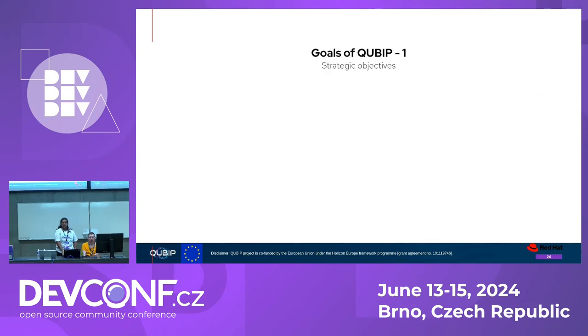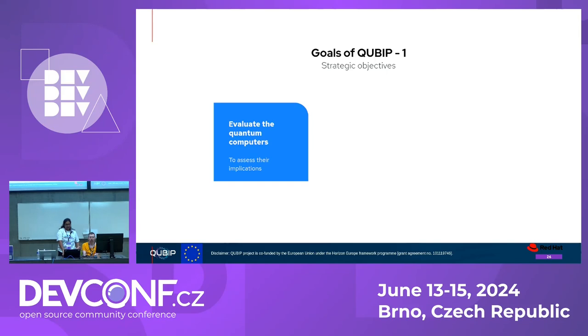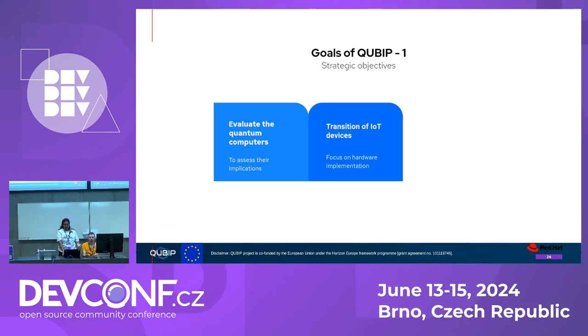So what are the goals and strategic objectives of the QUBIP project itself? It's tenfold. I have to go through them. The first one is evaluation of quantum computers itself. What could be the capabilities and what are the challenges that could come in when you have to port the algorithms in it? So that's the first one.